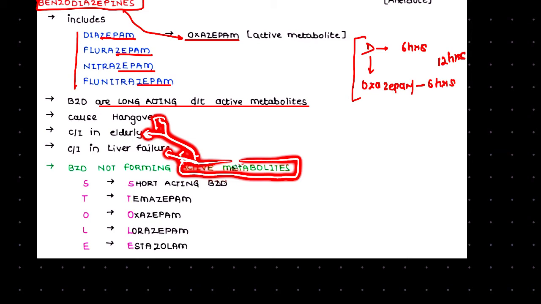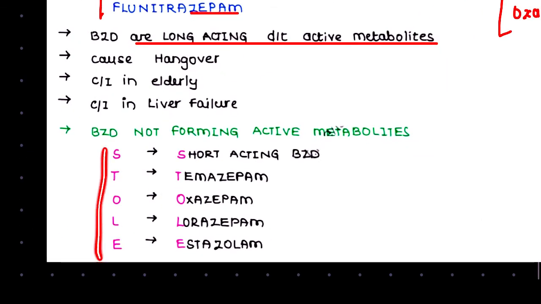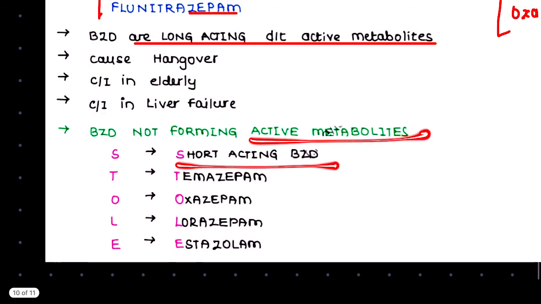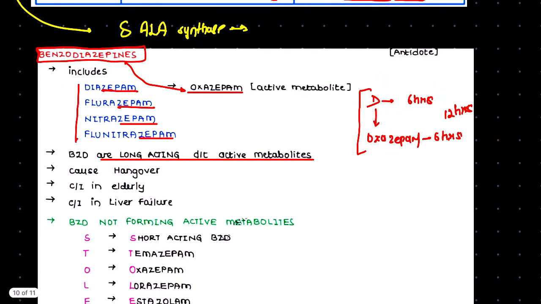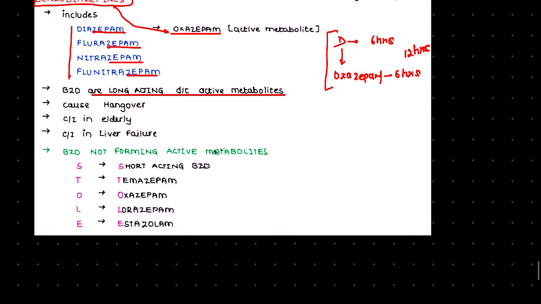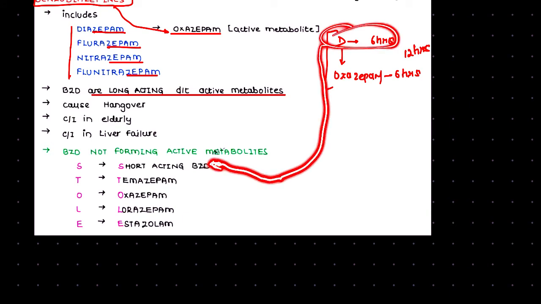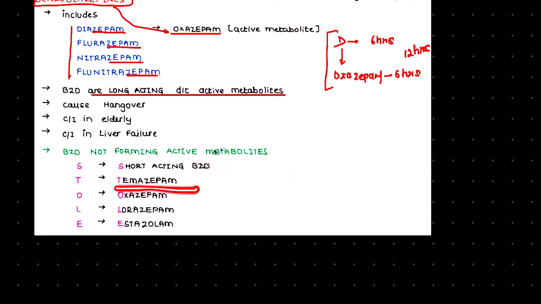Now what are these drugs? They can be memorized as STOLE, from short acting benzodiazepines. Why short acting? Because there are no active metabolites. Here there is no role of oxazepam, only diazepam, which acts for 6 hours, will come into action. These short acting benzodiazepines are temazepam, oxazepam, lorazepam, and estazolam. These are the drugs that do not have active metabolites.